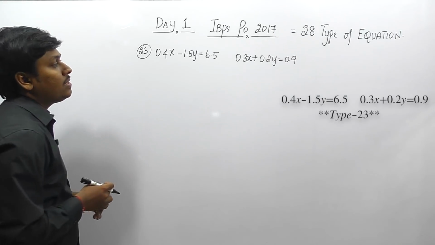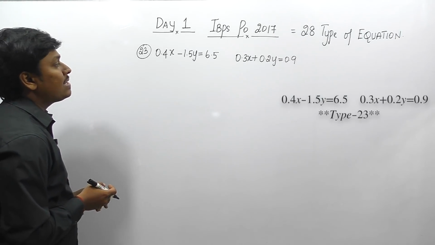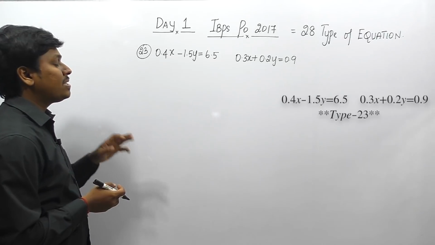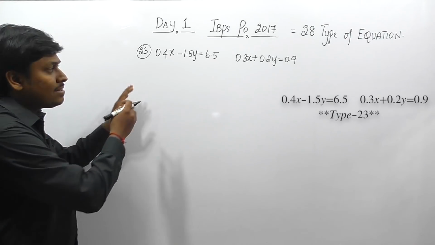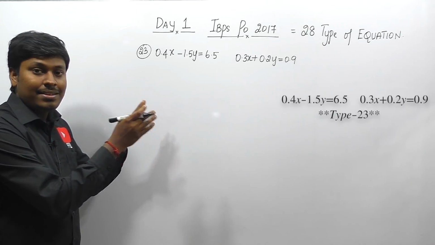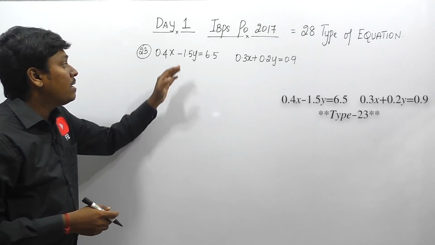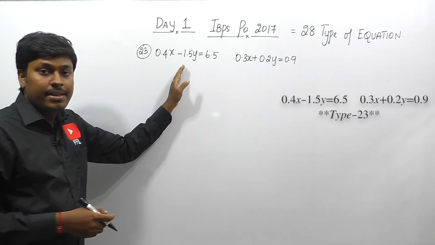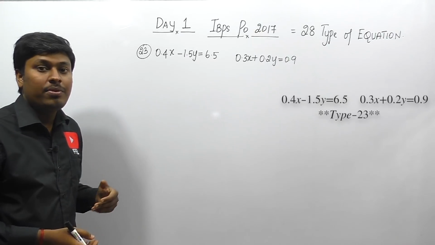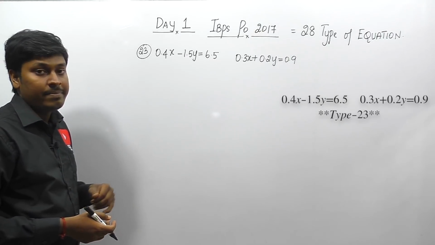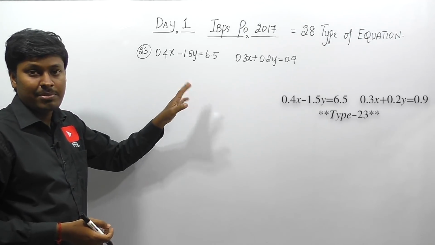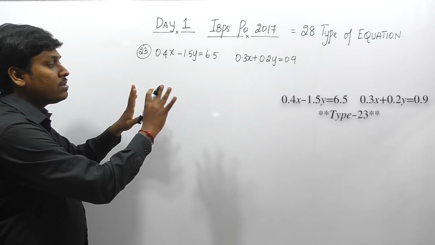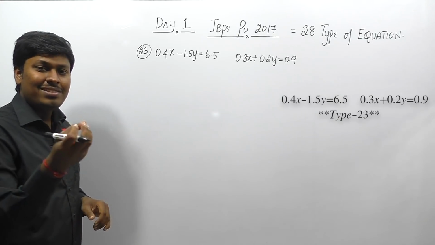Type number 23. 0.4x minus 1.5y is equal to 6.5. And similarly they have given a second equation. By seeing this, we can definitely say that it's a simultaneous equation, because by using both the equations simultaneously, we need to find the value of x and also the value of y. Some students, by seeing decimal points, won't solve this question because they think it is so difficult. Friends, it is so simple.